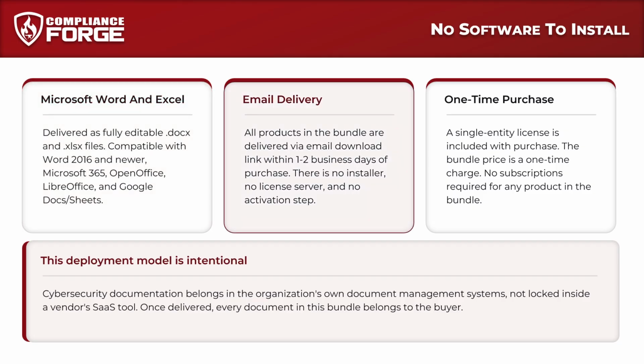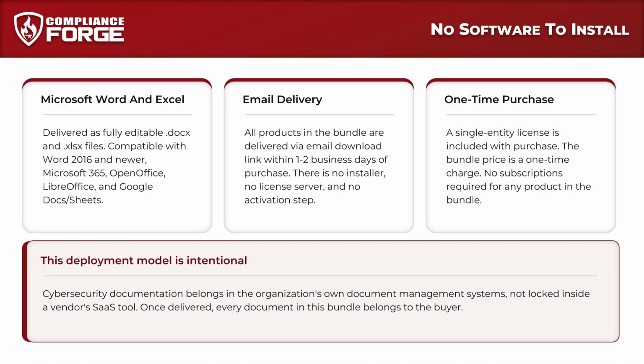All products in the bundle are delivered via email download link within 1 to 2 business days of purchase. There is no installer, no license server, and no activation step. And it is a one-time purchase. A single entity license is included, and the bundle price is a one-time charge. No subscriptions are required for any product in the bundle. This deployment model is intentional. Cybersecurity documentation belongs in your organization's own document management systems, not locked inside a vendor's SaaS tool. Once delivered, every document in this bundle belongs to you.